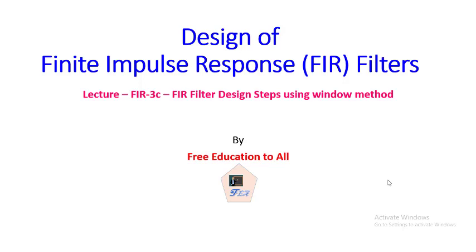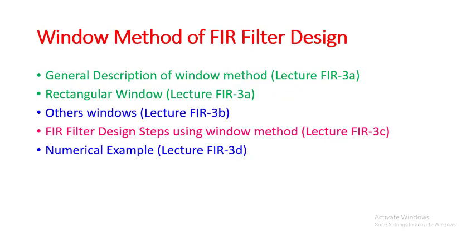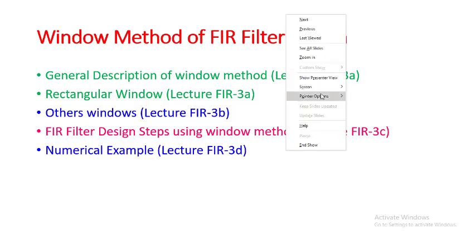Welcome back, guys. So this is the third lecture of this series of FIR filter design, and here we'll learn about the design steps. In our earlier discussion we got some general idea about what a window is and what the different windows are: rectangular window, then Hamming window, Hanning window. So all these things we have learned.